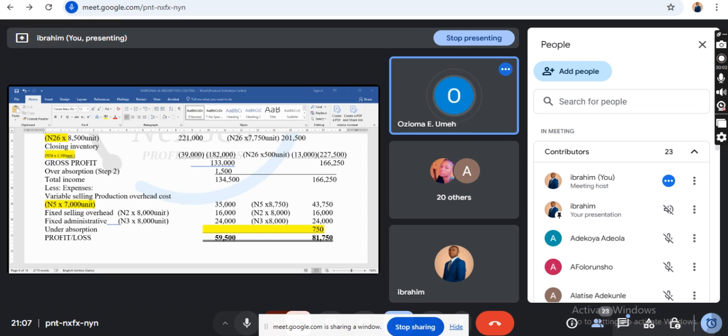Hello, good evening. The reason why absorption costing is called the traditional or conventional approach is because it is a technique that is used to ascertain costs. And since another word for absorption costing is full cost, it is charged on both fixed and variable costs to production. Thank you. Okay, good. Well done.